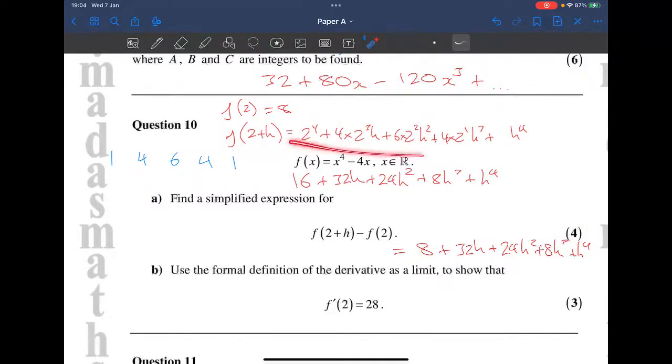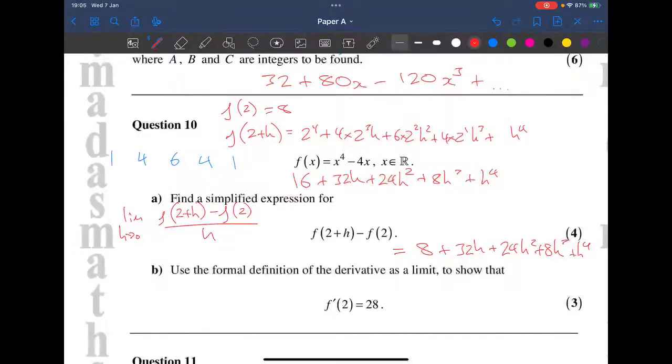You can see basically 4 marks for doing the binomial expansion. That's kind of what they're giving you the marks there for. So now we want to use the formal definition of the derivative as a limit to show that the derivative of f at 2 is equal to 28. Well, thinking about the actual definition, you would have the limit as h tends to 0 of f of x plus h, take away f of x. If we just think of the x as being 2 straight away, it is f of 2 plus h, take away f of 2, exactly the thing we just found, all divided by h.